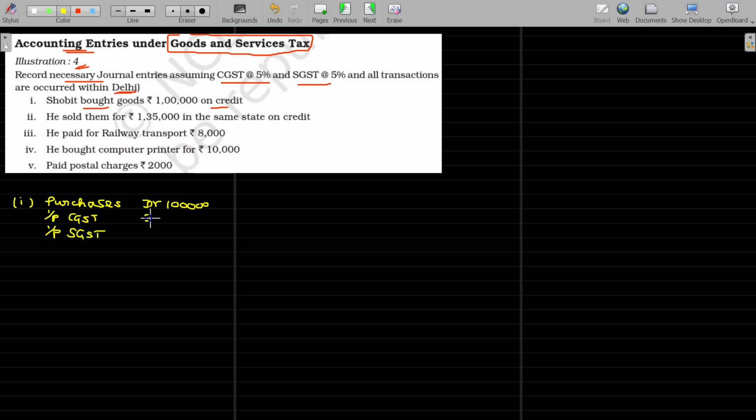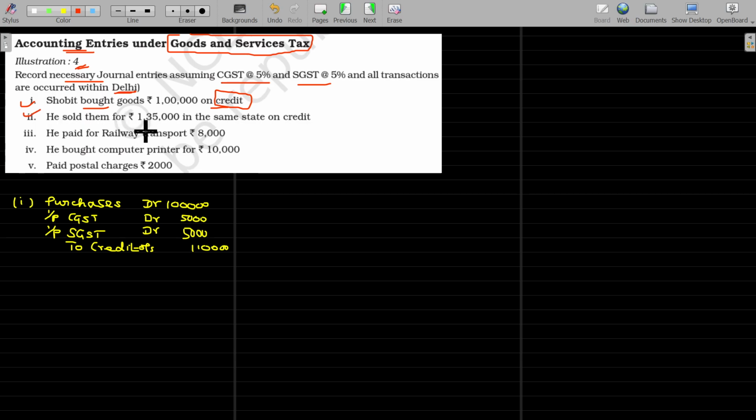One share for the central government, another share is for the Delhi government. Okay, 5%, then 5% on this being 5,000 rupees on the sale value. For the 1 lakh, you have to calculate 5%. Input CGST 5,000, input SGST 5,000 rupees. And this is in credit. As the transaction is in credit, we have to write the party's name. If the party's name is missing, then we can name this creditors account. Is that okay? The value being 1,10,000.